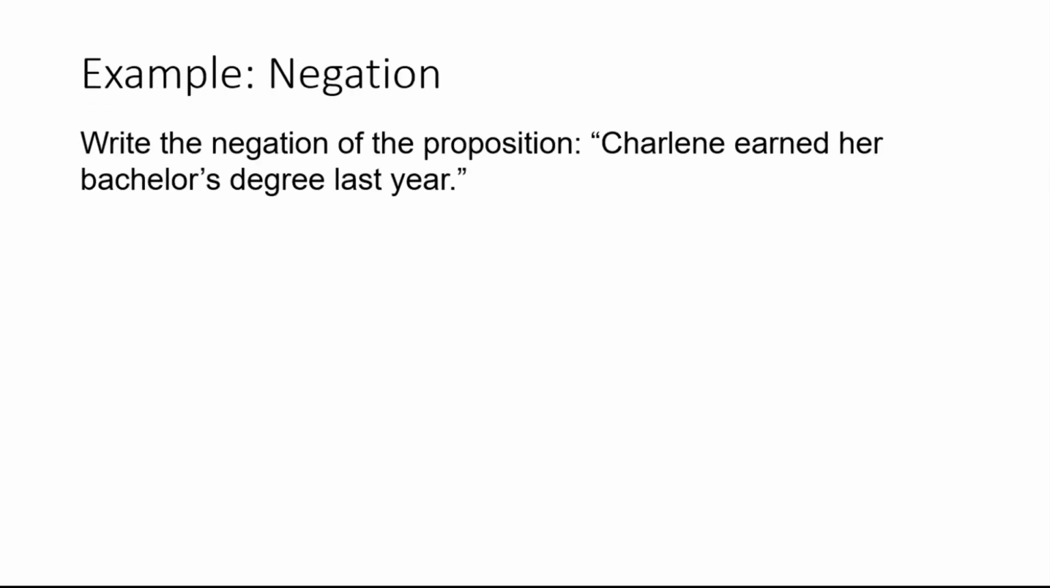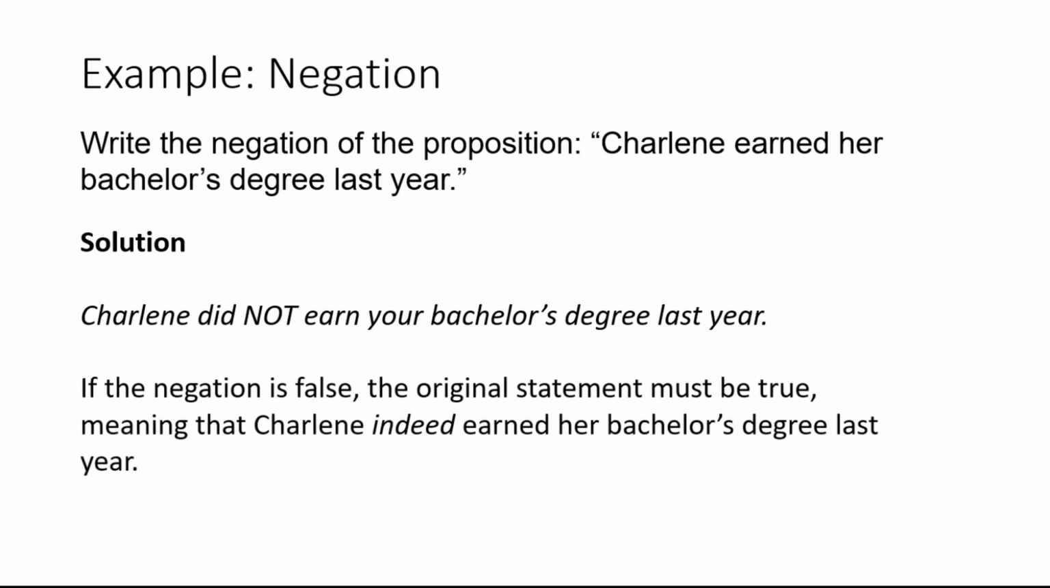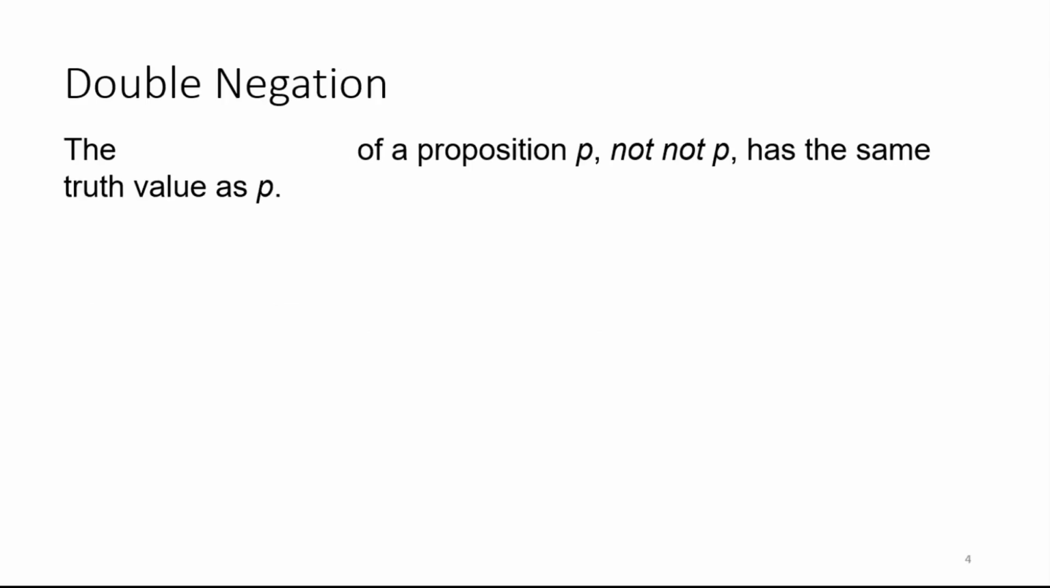Example, negation. Write the negation of the proposition, Charlene earned her bachelor's degree last year. For the solution, the negation of the proposition is Charlene did not earn her bachelor's degree last year. If the negation is false, the original statement must be true, meaning that Charlene indeed earned her bachelor's degree last year. Double negation. The double negation of a proposition P, read not not P, has the same truth value as P.